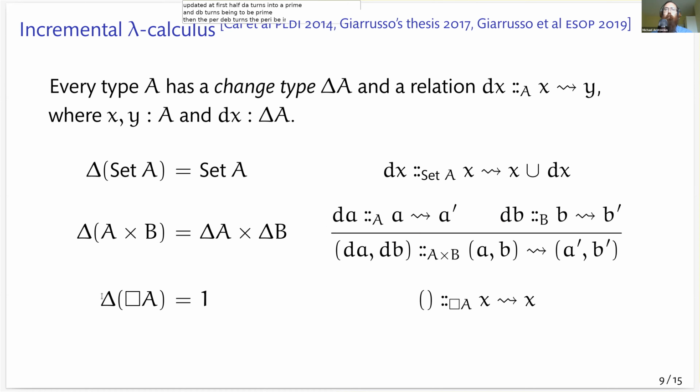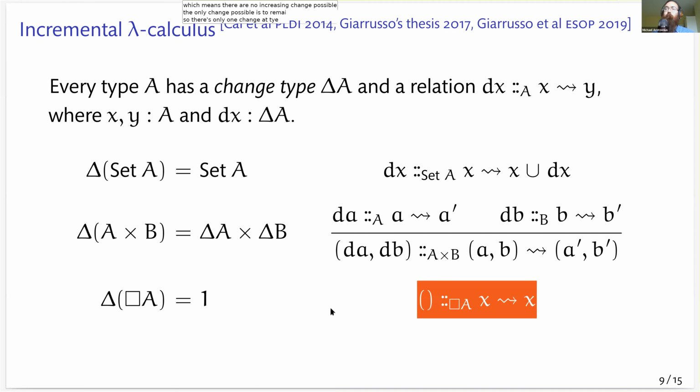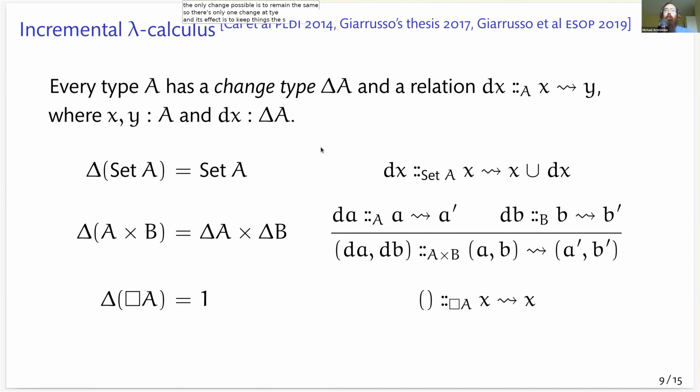More interestingly, or perhaps more boringly, what are the changes to our box type? Well, our box type, remember, represented non-monotonicity, and it ordered things discretely such that nothing was less than or greater than anything else, which means there are no increasing changes possible. The only change possible is to remain the same. So there's only one change at type box A, and its effect is to keep things the same. And so this is interesting because in the monotone world, box A represented not being monotone. And in the world of changes, box A represents not changing.